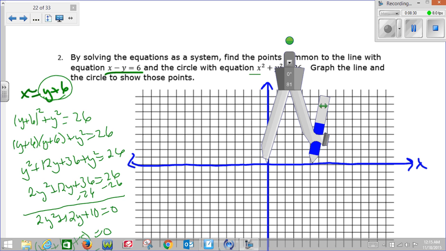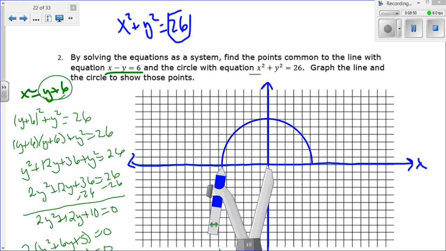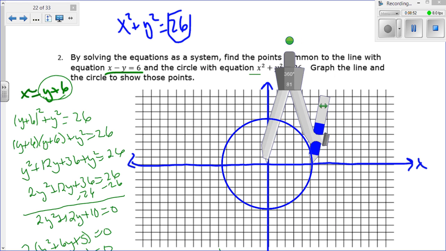Okay, so now that I got it working here, we have x squared plus y squared equals 26. This is not a perfect square, but it's pretty close to 25. So it's going to be just a little bit bigger than 5. There we go.